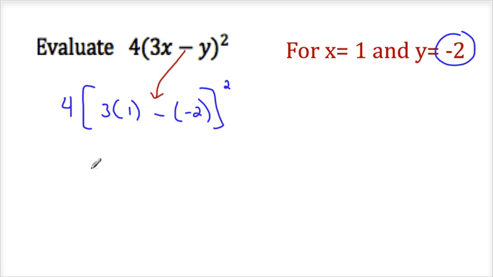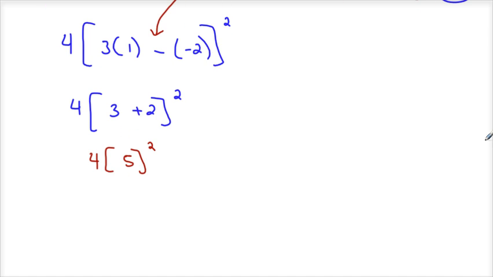Inside my brackets first, so I got 4 times 3 plus 2 squared. 3 times 1 is 3, minus negative 2 is plus 2. So I got 4 times the quantity, 3 plus 2, which is 5, squared. 5 squared first, so I get 4 times 25, so that's 100. Perfect. And we're done.